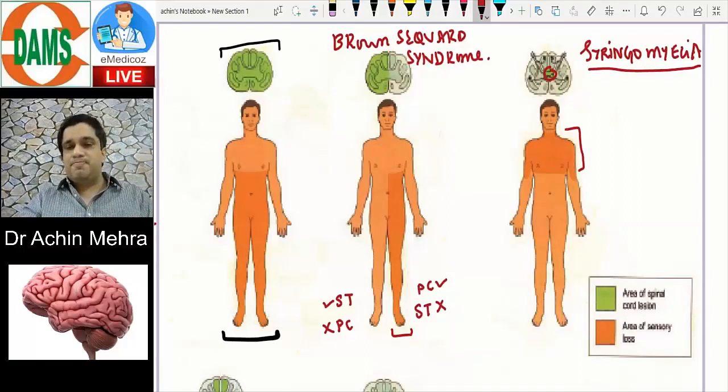A myelopathic lesion due to a cavity inside the spinal cord causing a typical cape-like sensory loss seen in the patient. Why cape-like? Because I've already taught you this topic in the classroom, that the cervical part of the spinal cord is the most common site of the syrinx cavity to happen. So whenever the sensory loss happens, it starts over here.